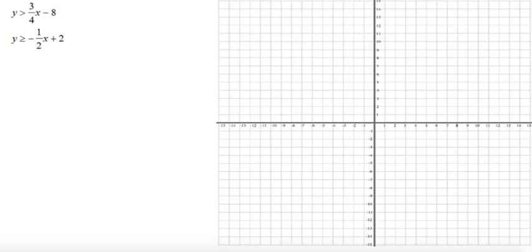Alright, example 27, solve the inequality and give one example of a solution, one example of a non-solution. Since both inequalities are in slope-intercept form, we just have to identify what the slope and the y-intercept are in graph. So slope is 3/4 in this first inequality, and the y-intercept is -8. So when I graph, I start my graph at -8 and go up 3 to the right 4.